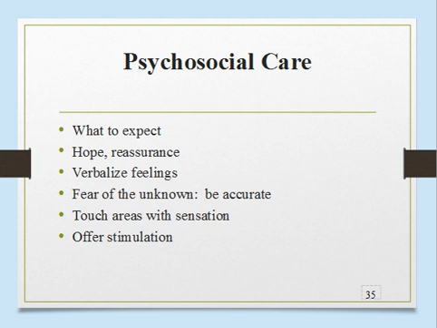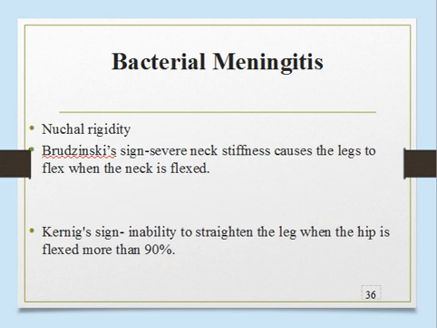There's always a fear of the unknown, so make sure you're very accurate on what you and the physicians have figured out the patient can and cannot do. And offer stimulation. For bacterial meningitis, a bacterial infection of the spinal cord or brain, you're going to have nuchal rigidity. You're going to have a very stiff neck and the inability to move it easily.